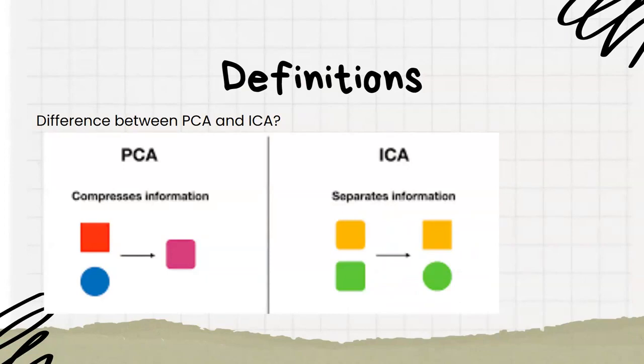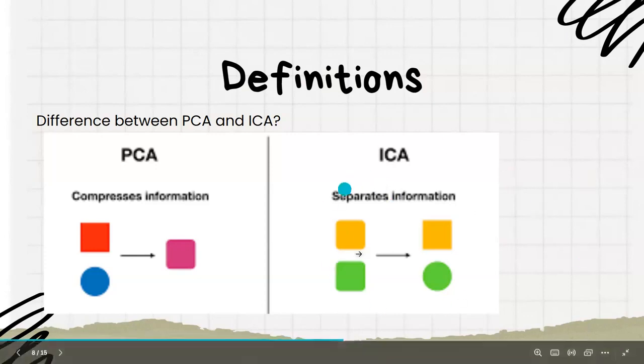This is the main question that arises for everyone: what is the difference between PCA and ICA? PCA generally compresses both pieces of information into each other and reduces that way, whereas ICA just separates the information from the compressed data. That is like you can see here, ICA separates information. So this is one of the definitions.